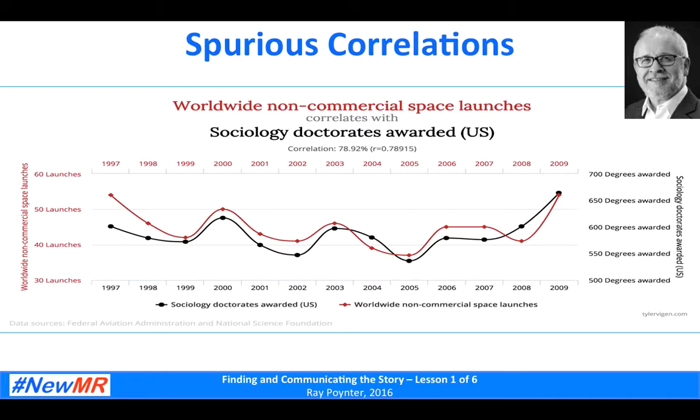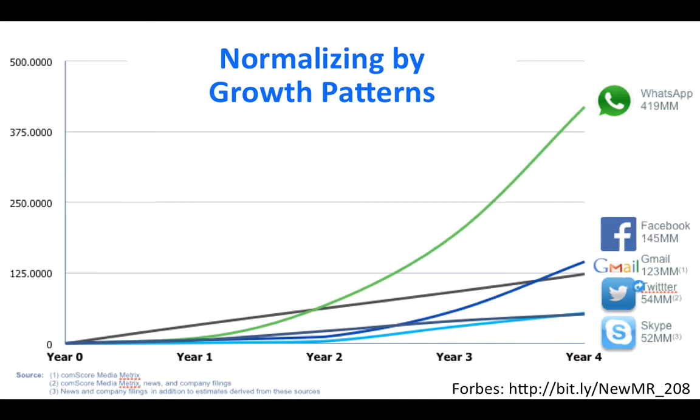And the more data we have, the more spurious correlations we will get. So we need to be cleaning the data, indexing it, referencing it, doing things like this. We're normalizing data here with a growth pattern.